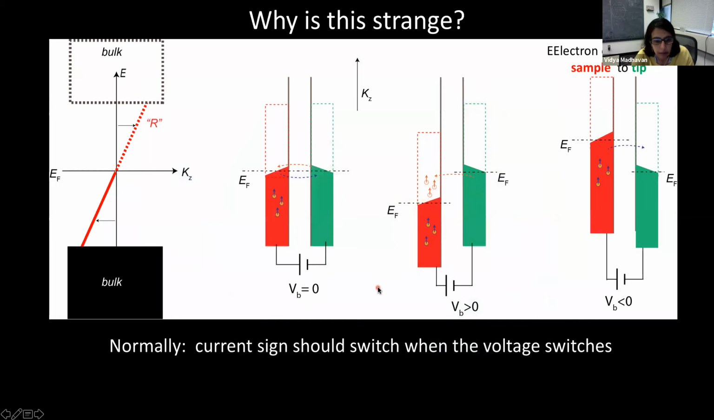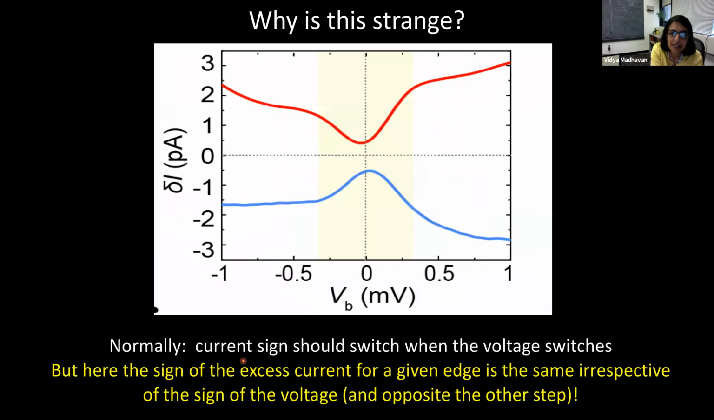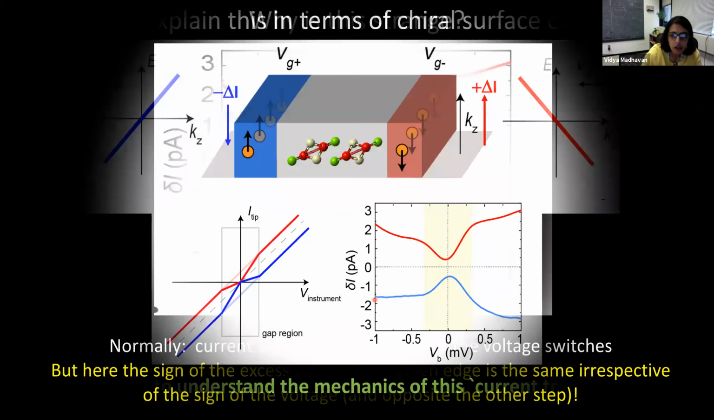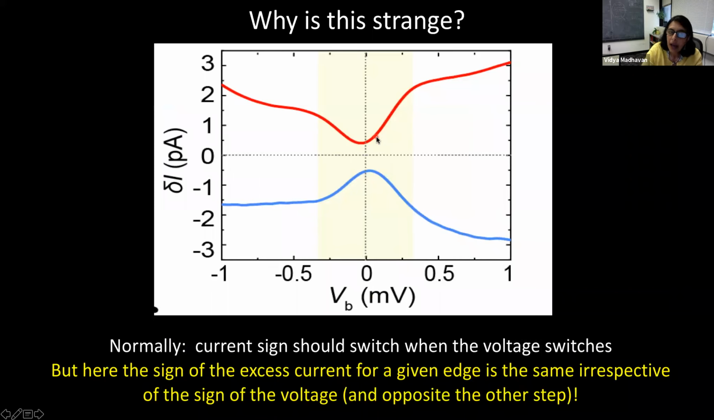Why is this strange? Well, I don't want to go into this because we don't have much time left, but let me just tell you, IV should switch sign, meaning the current should switch sign when the voltage switches sign. So if you have positive voltage, you should have positive current. Electrons are going in one direction. When you have negative voltage, electrons go in the opposite direction. So the current sign should switch. What we find instead is that no matter what the bias voltage is, we have only one sign of the current, and that sign depends on which step edge you're on.